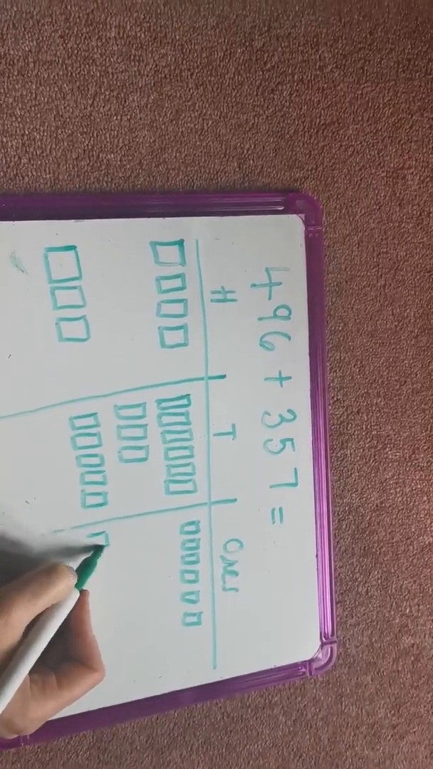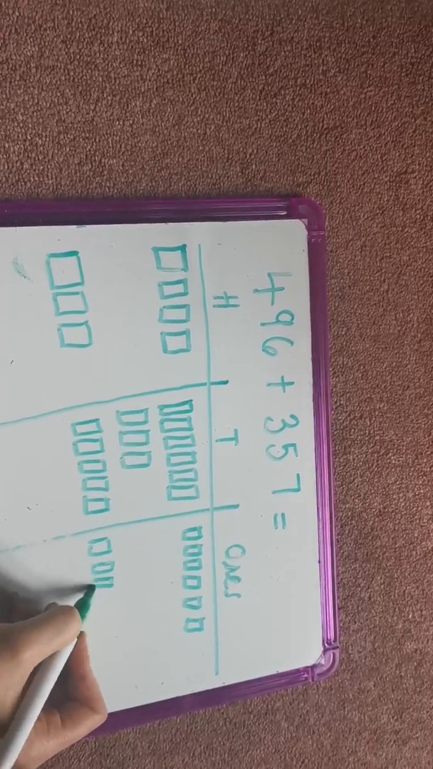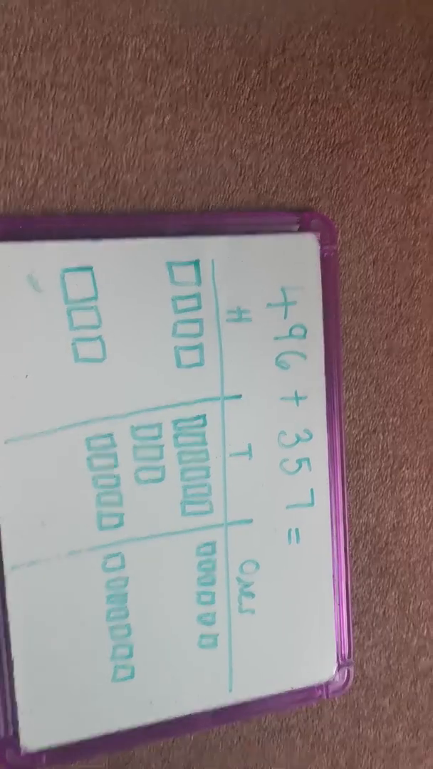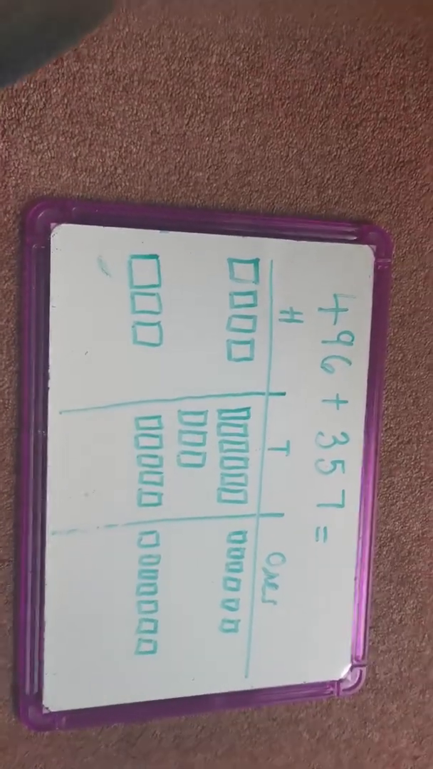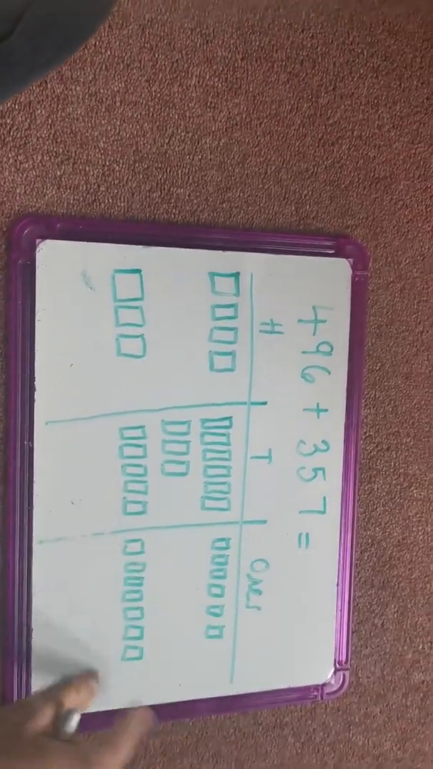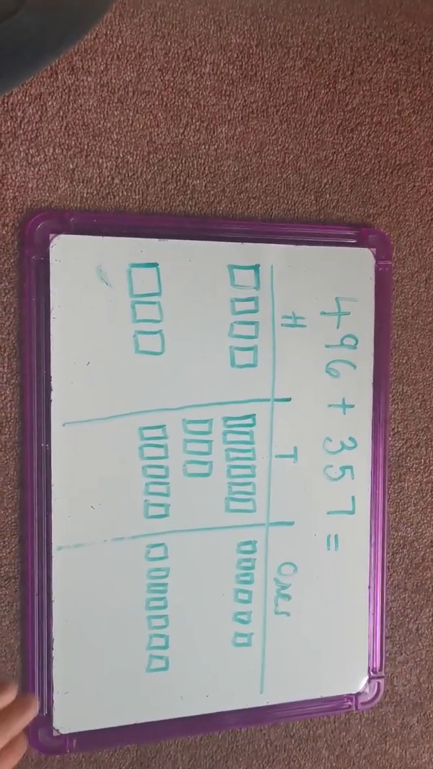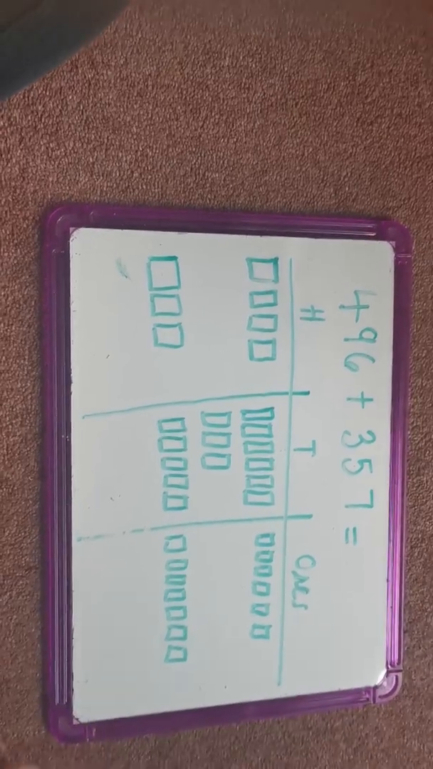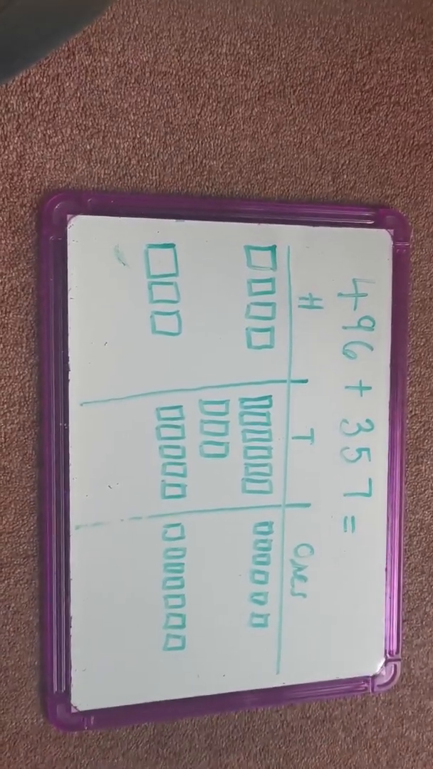And then I've got 7 ones. 2, 3, 4, 5, 6, 7. Okay, so now you can see that we've got lots of ones. So when we've got 10 ones, we can exchange it for a 10, because if you count on your fingers, 10 ones makes 10.